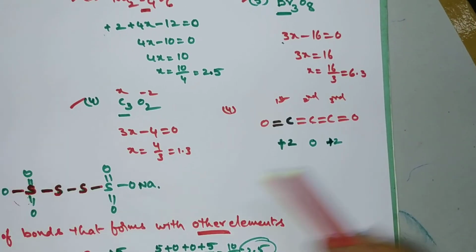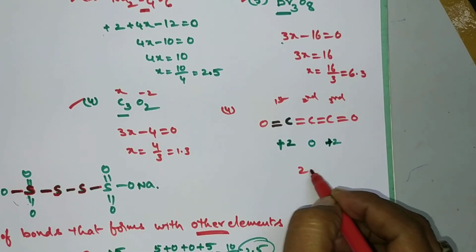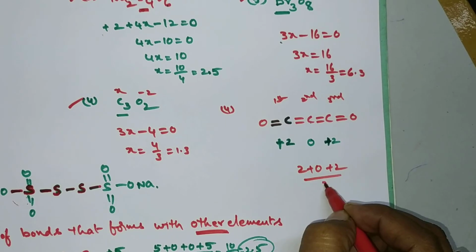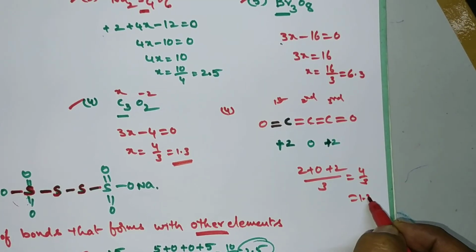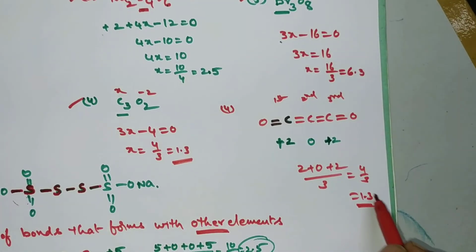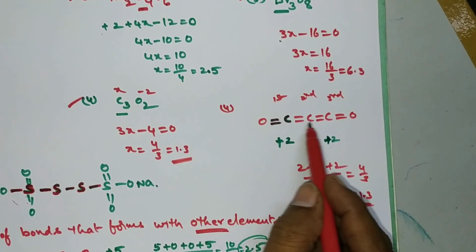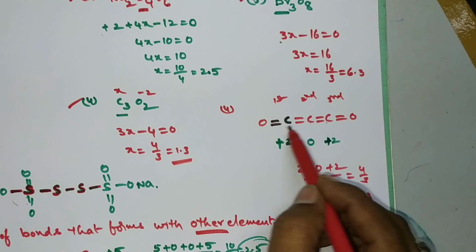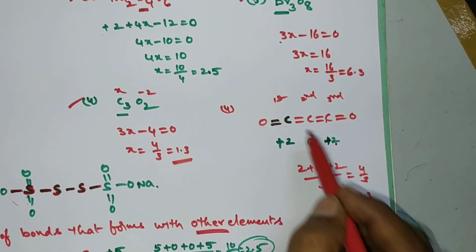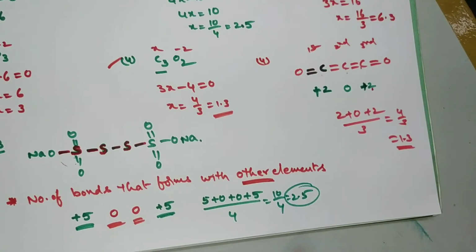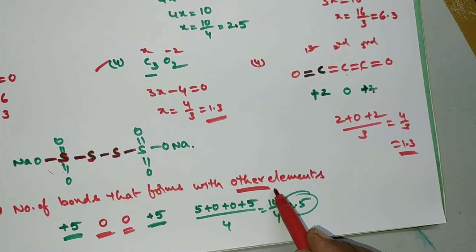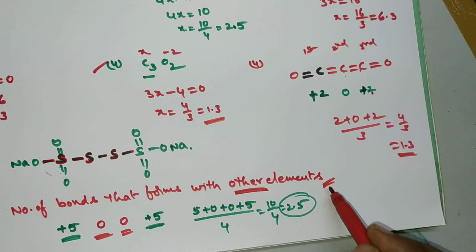If you consider the average oxidation state, 2 plus 0 plus 2 by 3, that is 4 by 3, that is 1.3. So this 1.3 is the average oxidation state of these 3 carbons. Here the terminal carbons possess +2 oxidation state, whereas the central carbon possesses 0 oxidation state. So simply we can consider the number of bonds that form with other elements.